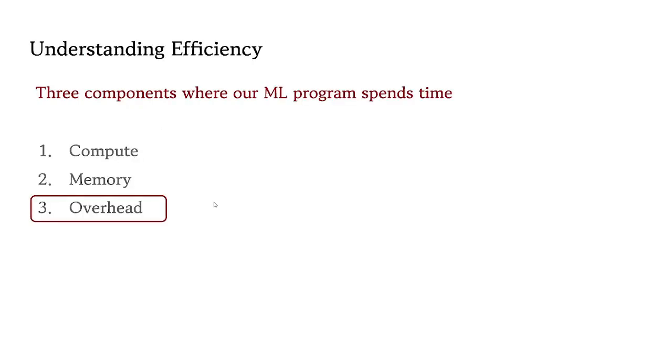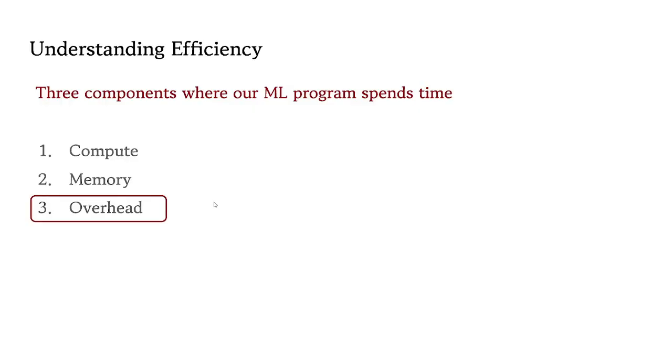To understand efficiency or inefficiency, we really need to reason about a machine learning program. We can think, where does it spend time? And there are basically three important components. The first is how much time is being spent doing computation on the GPU. The second is how much time is being spent transferring tensors within the GPU memory, and everything else is overhead.